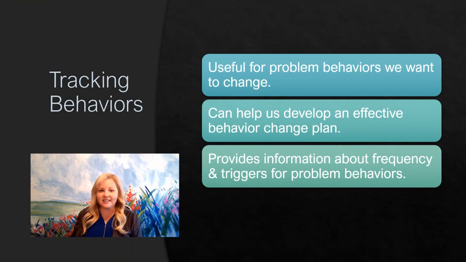Even when we identify and recognize that a behavior is a problem for us, it can be difficult to change problem behaviors. Tracking behaviors is a useful strategy for problem behaviors that we want to change. It can help us develop an effective behavior change plan and provides us with information about the frequency of the behaviors and triggers for those problem behaviors.